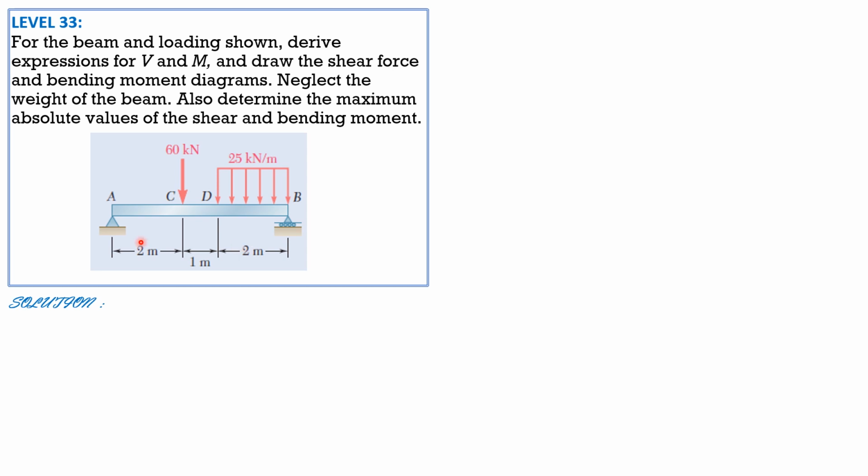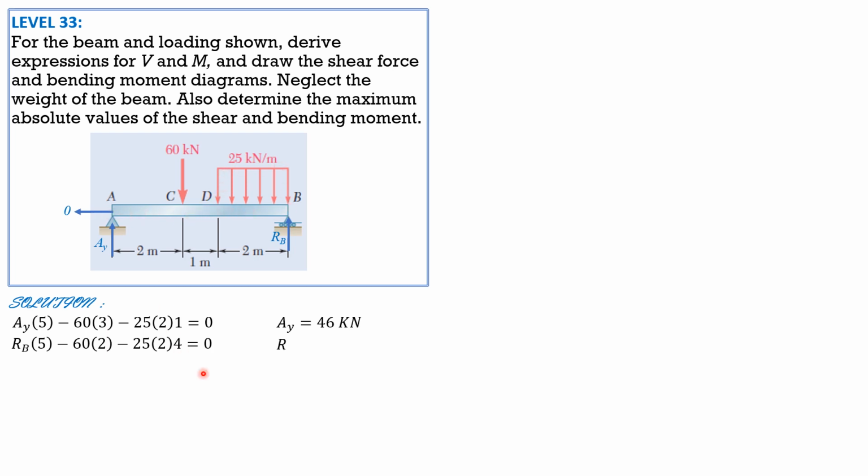So for the solution, let's solve for the reactions AY, AX is 0, and RB. Summation of moment about B equals 0: AY times 5 minus 60 times 3 minus 25 times 2 times 1 equals 0. So AY is 46 kilonewtons. Likewise, summation of moment about A equals 0: R sub B times 5 minus 60 times 2 minus 25 times 2 times 4 equals 0. So R sub B is 64 kilonewtons.